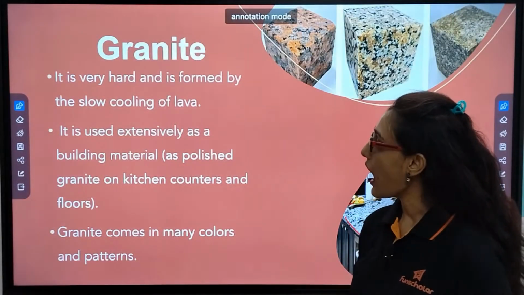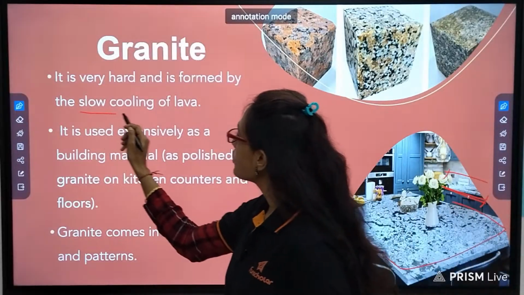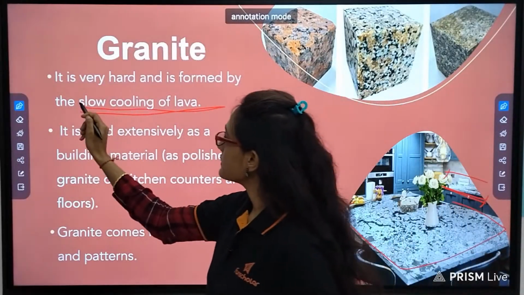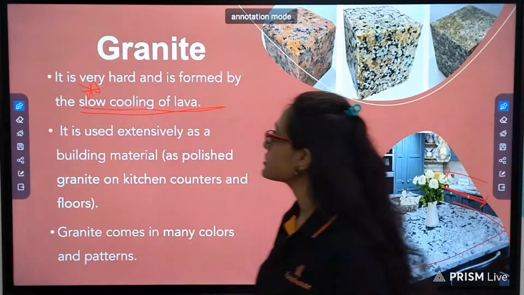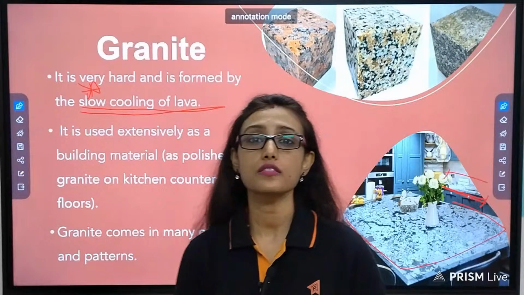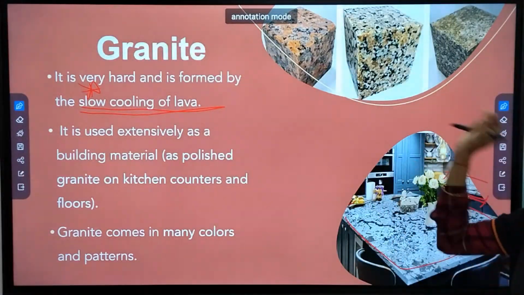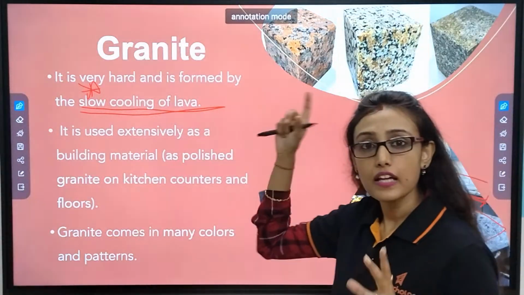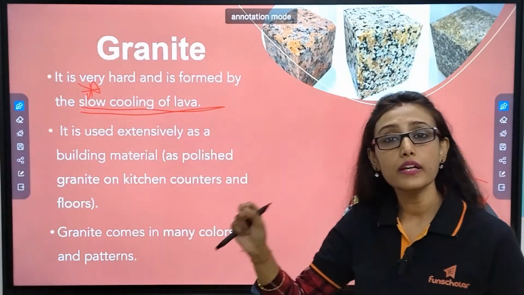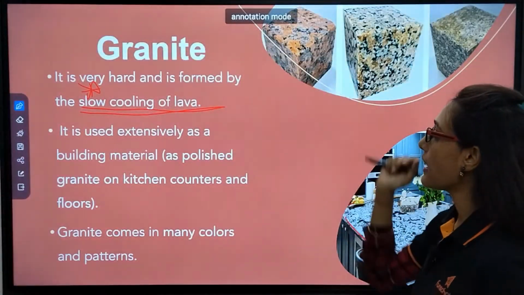Granite is very hard and is formed by slow cooling of lava. This point is the most important. The question will come to you, which rock is formed by the slow cooling of igneous rock or cooling of volcanic eruption? The answer will be granite.